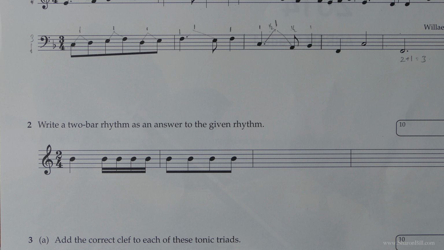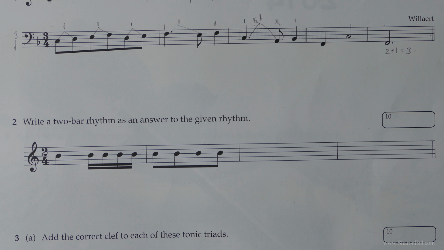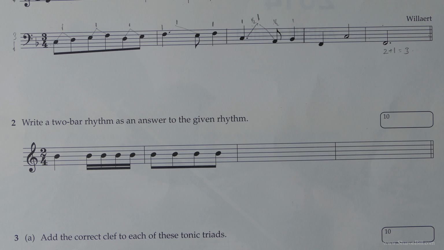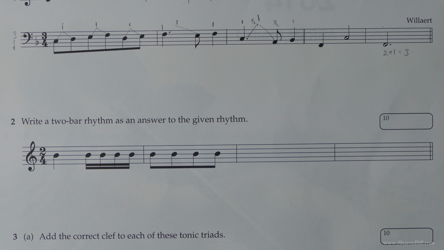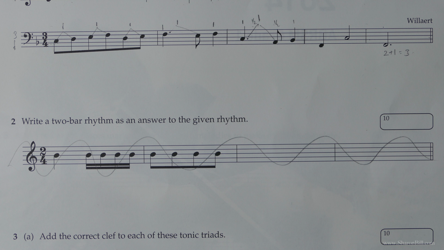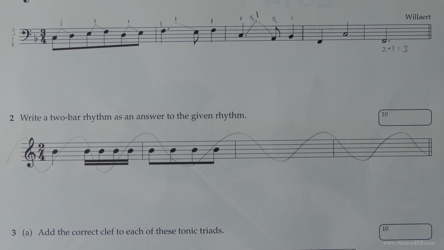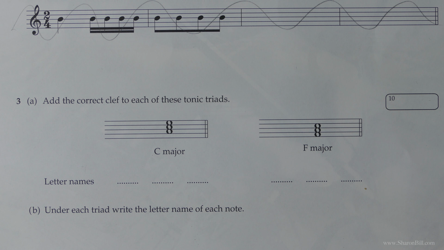Now this marks the difference between this older paper and the 2018 onwards papers. In the newly revised exam papers, we will no longer be required to write a 2-bar answering rhythm, so we can just skip that question because it no longer appears in the new exams. However, the rest of the paper is equally valid, even though the presentation is a little bit different. We still need to know all of this information, so we will carry on. Let's look at question 3.